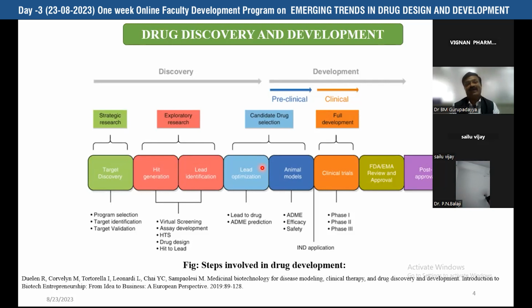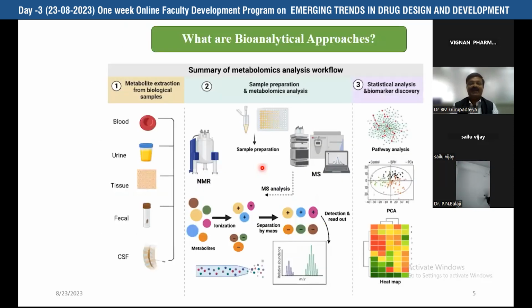What is the role of a bioanalytical person, a bioanalyst? How is he helpful for the discovery and development of molecules? As you are already aware, when any drug molecule enters any particular stage, initially the drug is given in the animals, and we are supposed to identify that molecule from blood, urine, tissue, fecal matter, or cerebrospinal fluid. These are the different materials from which we extract it. So there is a bioanalytical approach.